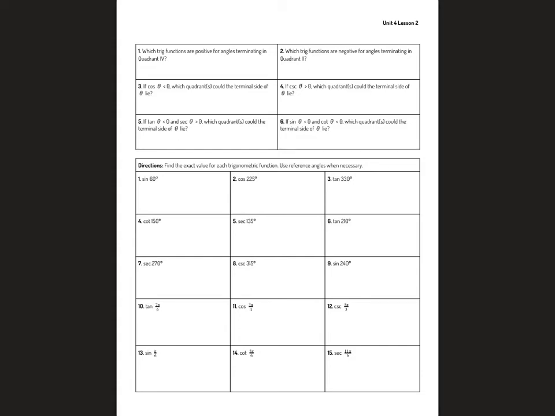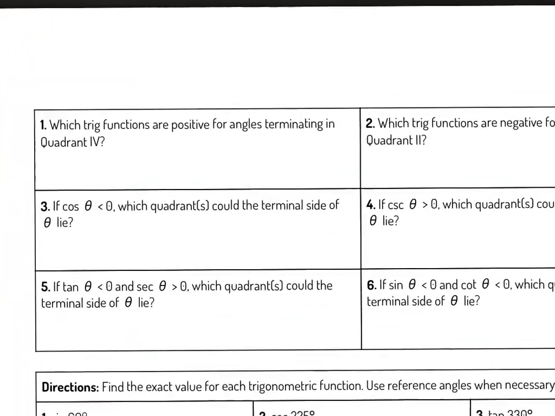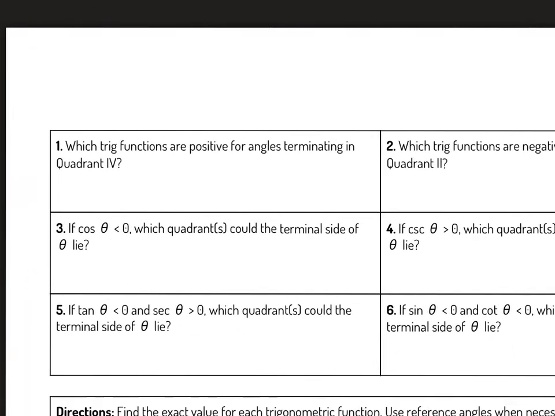Let's get into the answers for this Unit 4 Lesson 2 activity. So the top section has to do with what quadrants different trig values are positive and negative. And I hope you remember that if you look at all the quadrants, this is the first quadrant, this is the second quadrant, this is the third quadrant, this is the fourth quadrant.